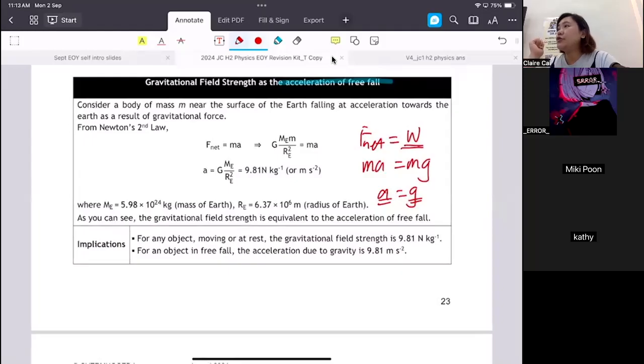This is actually one of the showing questions that they tested. How do you show that when an object is in free fall, its acceleration of free fall is equal to the gravitational field strength in magnitude? Put everything in formula, but whatever we said just now, we can translate into words. That will give you the explanation mark.